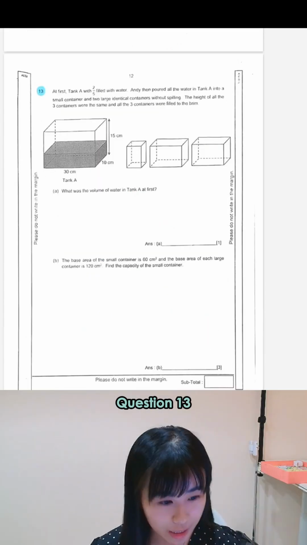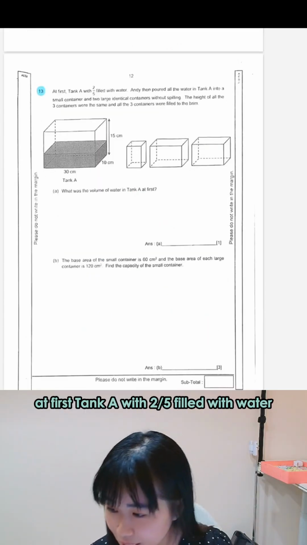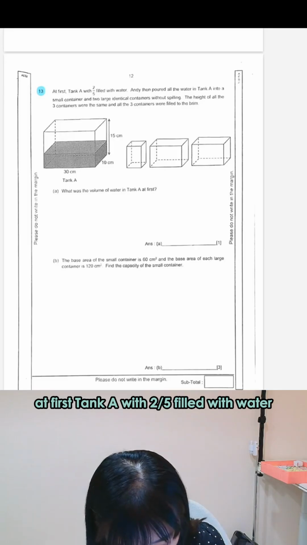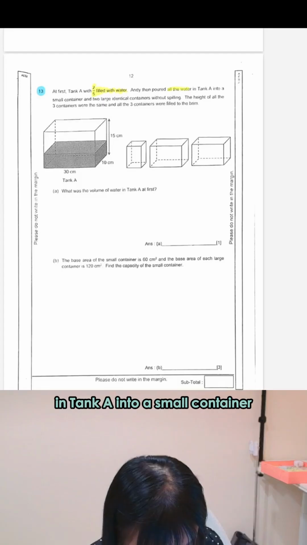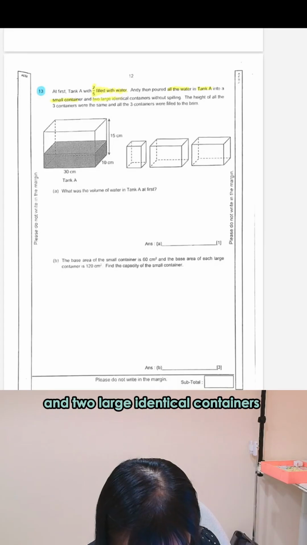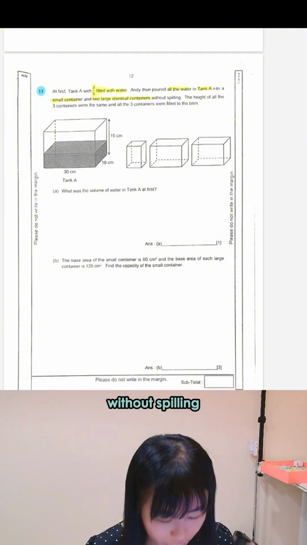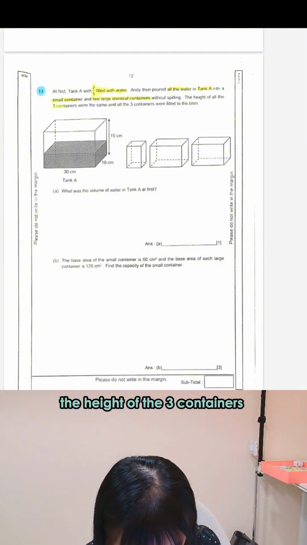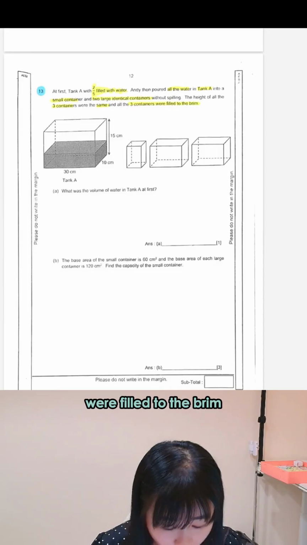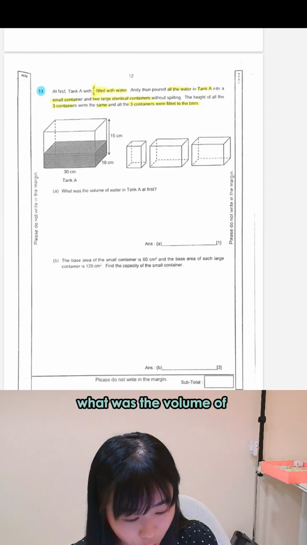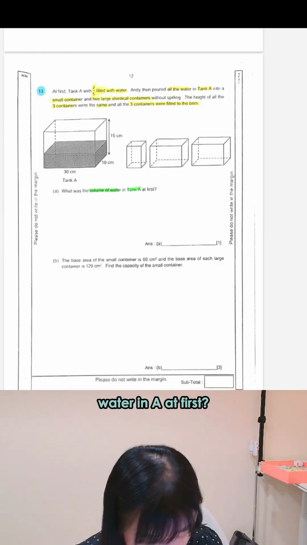Okay, question 13. At first, tank A is 2/5 filled with water. Andy then poured all the water in tank A into a small container and 2 large identical containers without spilling. The height of the 3 containers were the same and all the containers were filled to the brim. What is the volume of water in A at first?